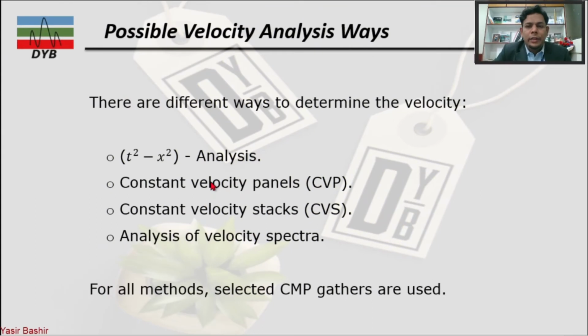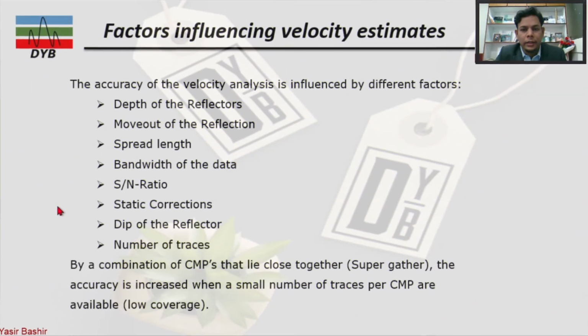There are some other possible ways to do the velocity analysis. It can be done in the time-distance domain, which is TX analysis, constant velocity panel, which is CVP, and CVS, which we used in the previous figure, and analysis of the velocity spectrum, which is normally the semblance plot. For all methods, we select the CMP gather to do the velocity analysis. Almost every velocity analysis we do in the CMP gather, the common midpoint gather.